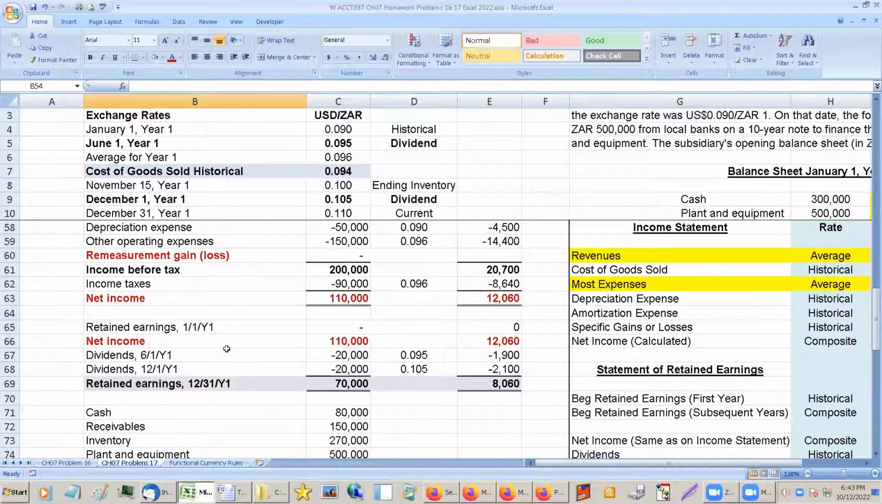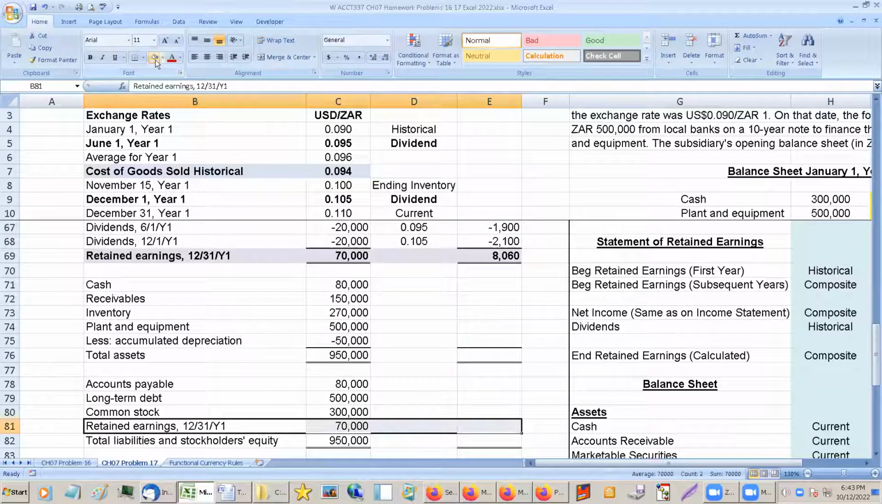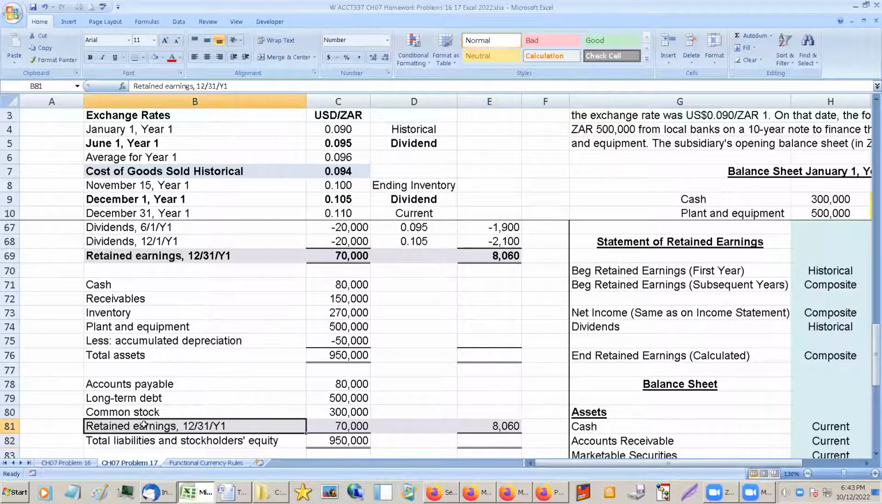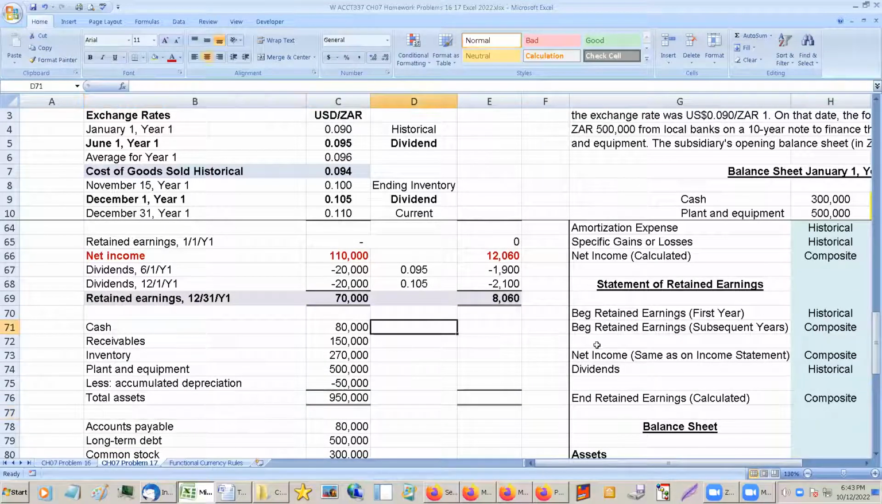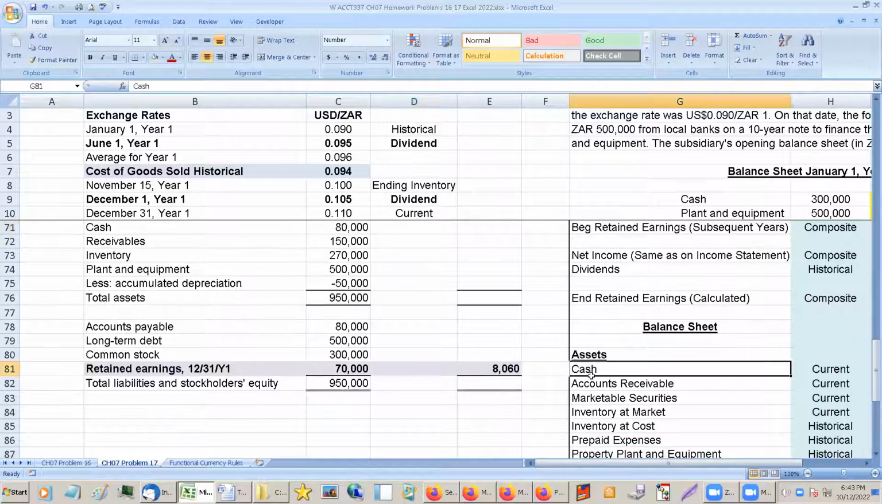There. Okay, so retained earnings is that. I'm going to put that right in here. Okay. So balance sheet stuff. Cash, marketable securities, inventory at market, which we're not going to do for this one, but it is possible. I'll talk about it in a second.